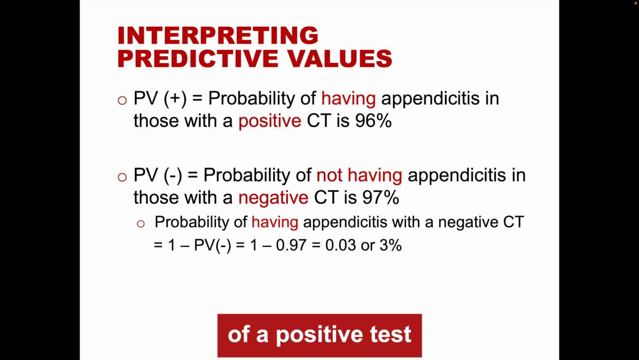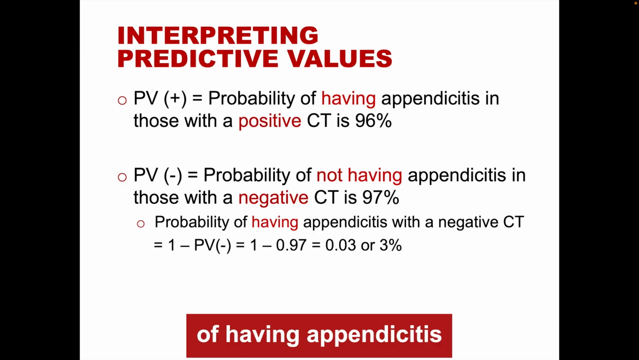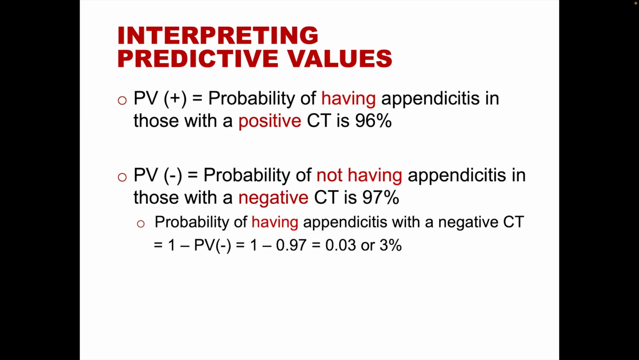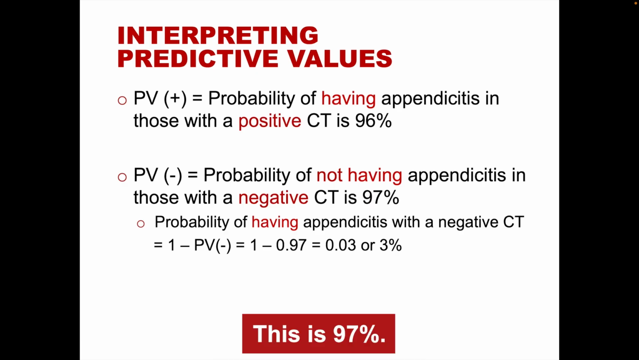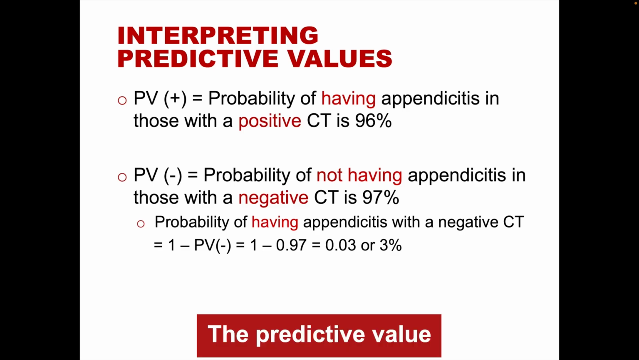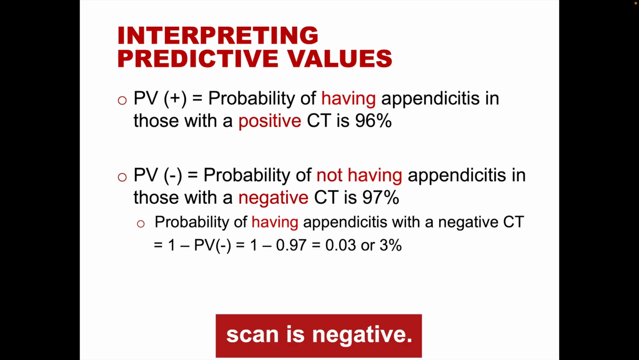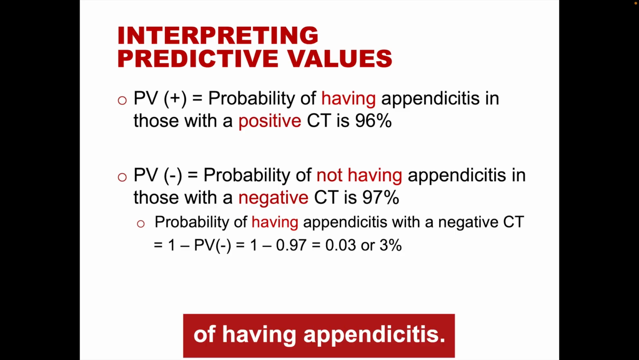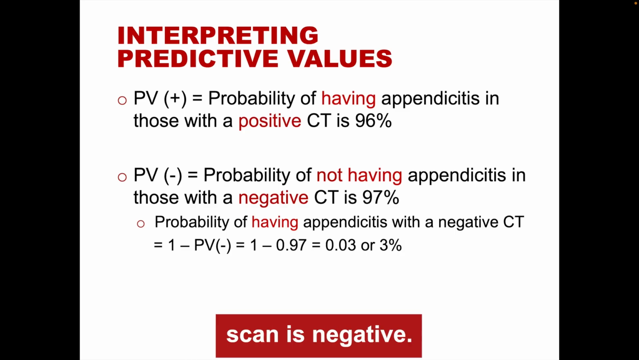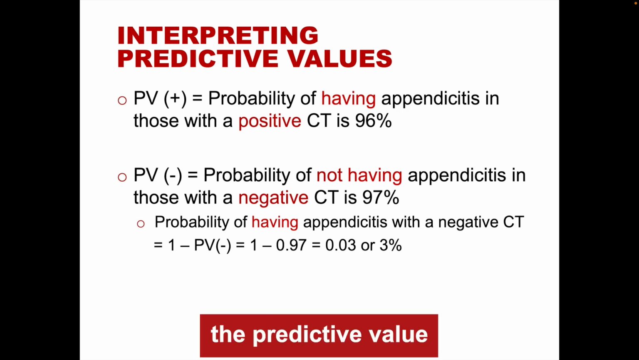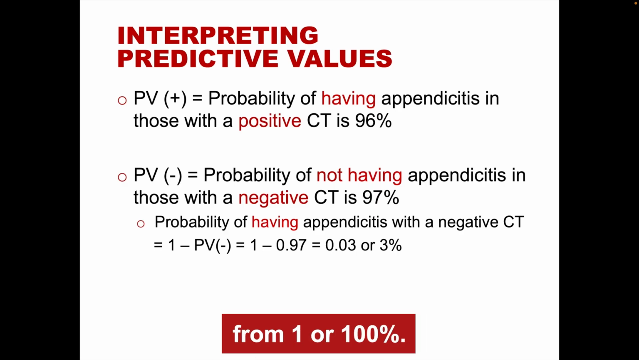The predictive value of a positive test indicates the probability of having appendicitis in those with a positive CT. This is 96%. The predictive value of a negative test indicates the probability of not having appendicitis in those with a negative CT scan. This is 97%. The predictive value of a negative test gives us the probability of not having appendicitis if the CT scan is negative. We want to know the post-test probability of having appendicitis if the CT scan is negative. To get it, subtract the predictive value of a negative test from 1, or 100%.